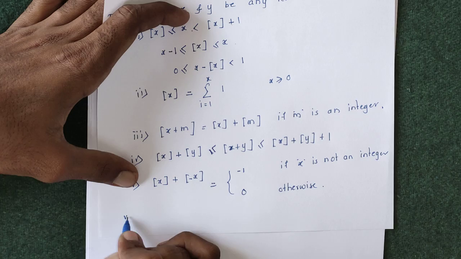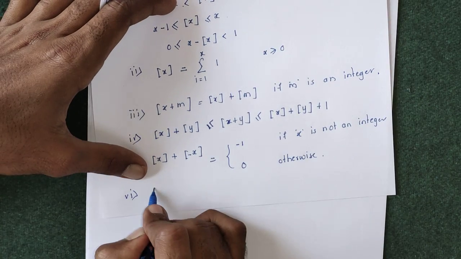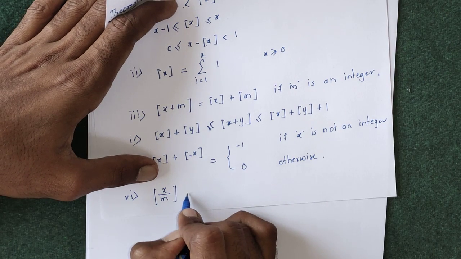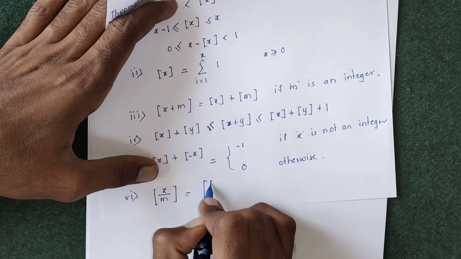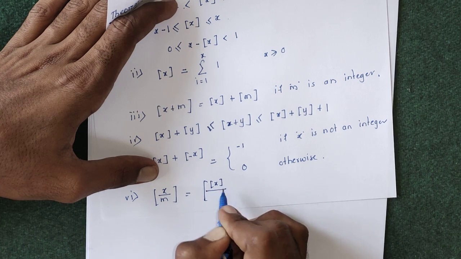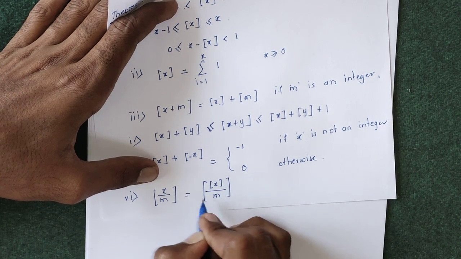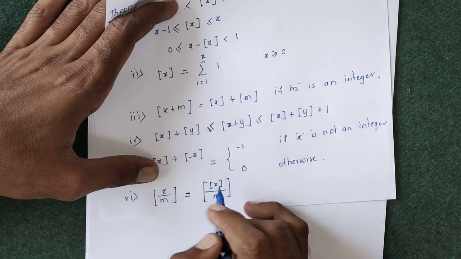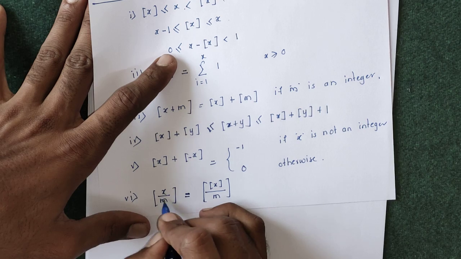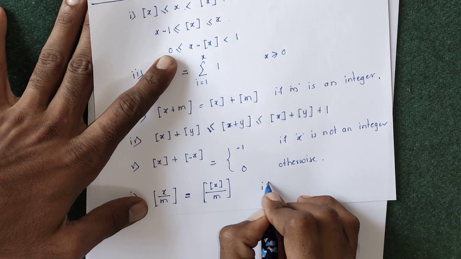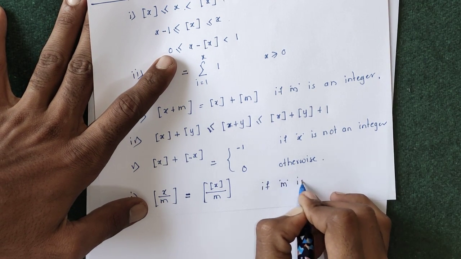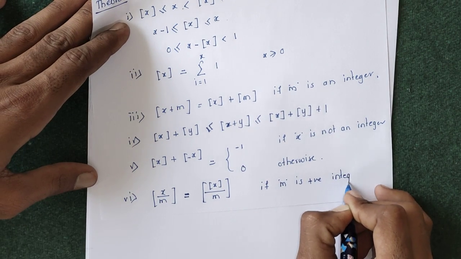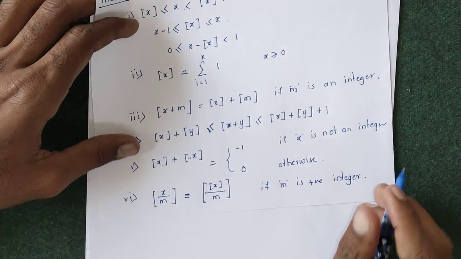Sixth property: the integral part of x by m is equal to the integral part of the integral part of x by m. This is possible if m is a positive integer.